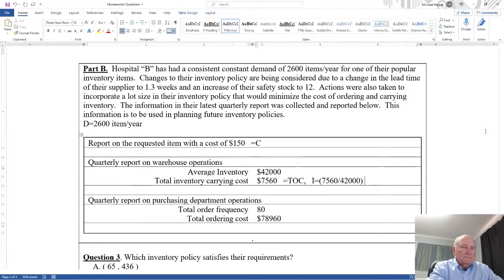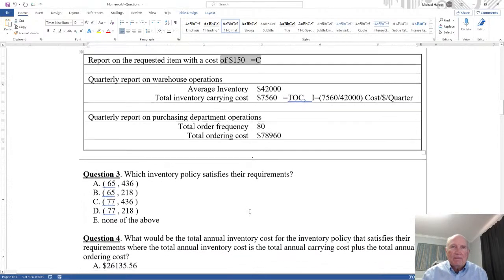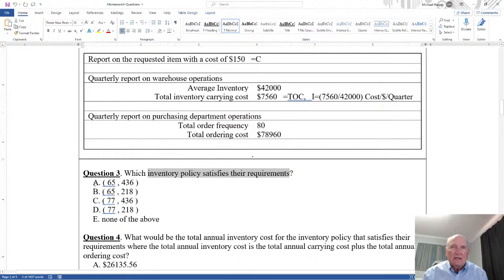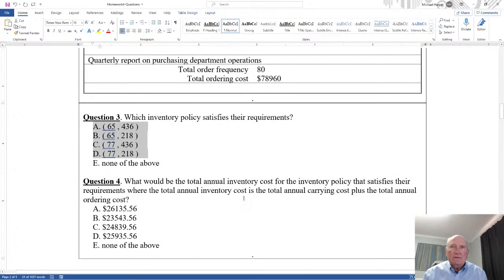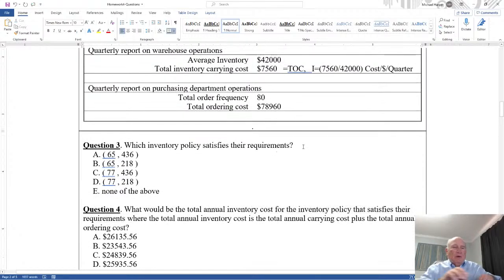per dollar per quarter. Again, be careful of the dollars and the quarters. Now, if I want my carrying cost per item, I multiply by the C, 150. And that'll be my cost per item per quarter. But then do I want a year up here? Let's see here. Which inventory policy that satisfies? And notice it's a continuous review. So we want ROPQ. Okay. Down here, what would be the total annual inventory cost? So what is Q? So we want here, we want ROP.